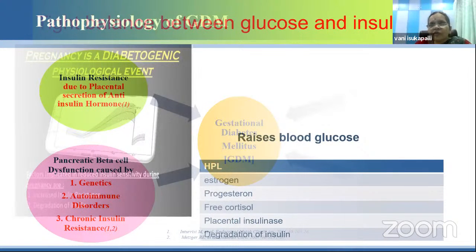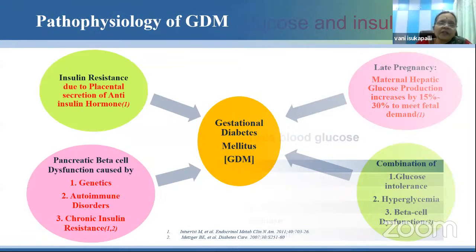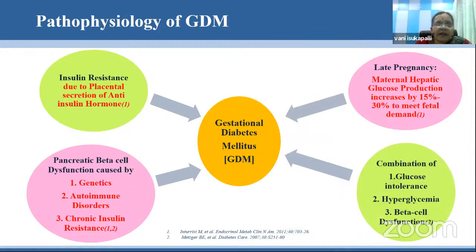There are certain other things also which I would like to mention, that insulin resistance and pancreatic beta cell dysfunction. This pancreatic beta cell dysfunction in certain antenatal mothers, probably genetical or probably autoimmune or any underlying chronic insulin resistance, any of them could lead to gestational diabetes mellitus. So therefore, a combination of factors work for the mother to acquire gestational diabetes mellitus.